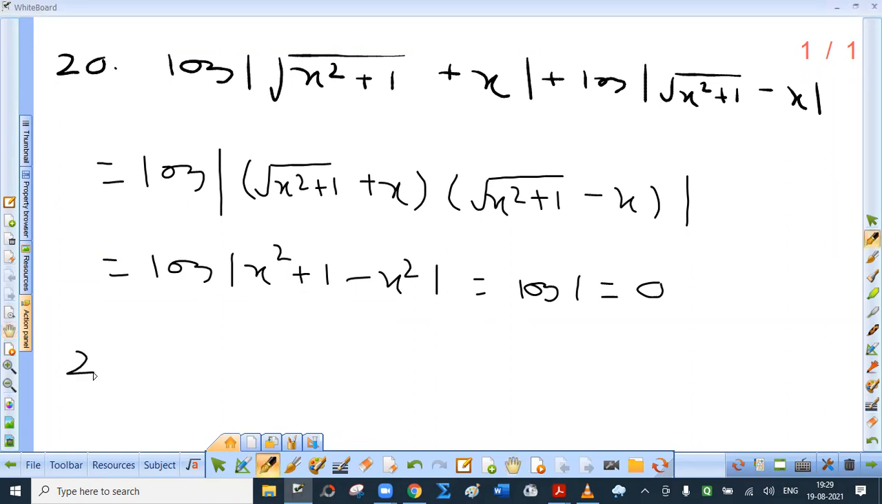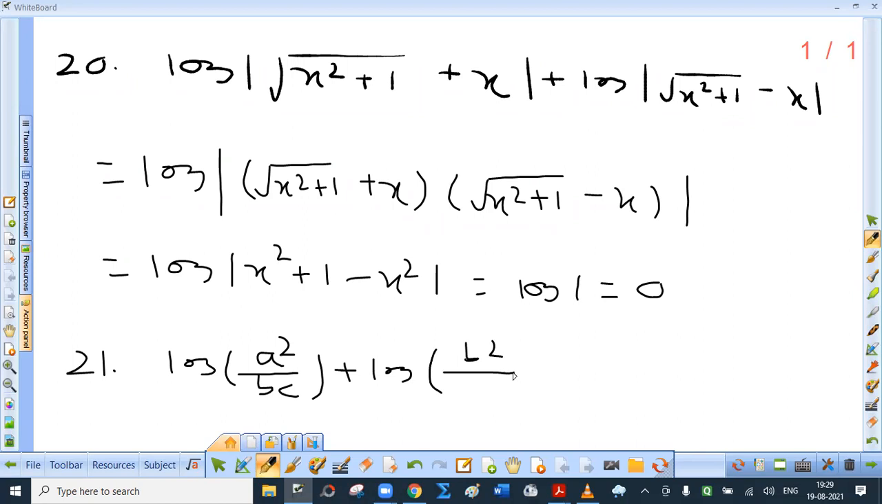21st, all these are simple sums. Log of, I hope you won't say that baseless logarithm. That is a baseless statement. Because how can a logarithm be baseless? Only thing is, it is not mentioned, but a valid base must be there.